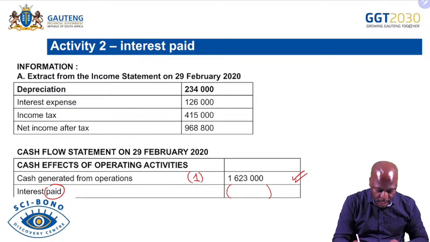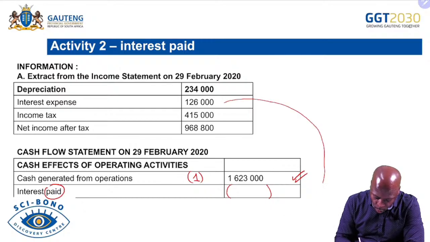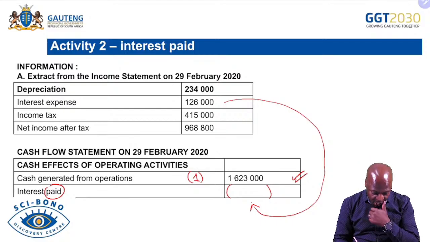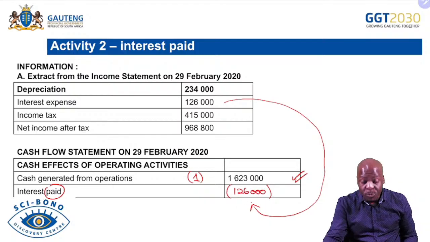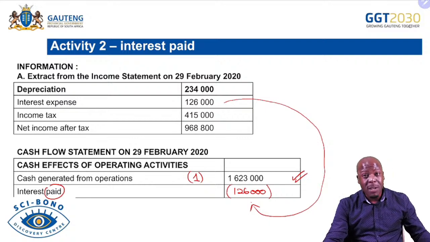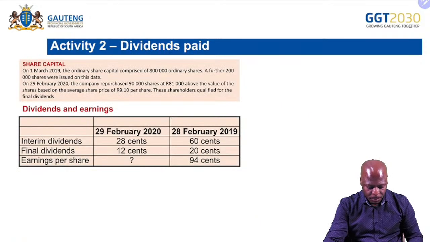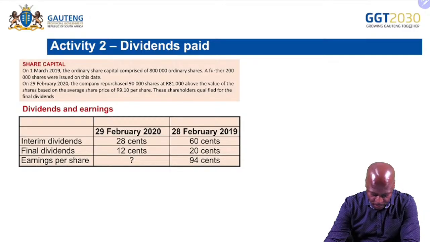And then I come to my income statement. I'm just going to take the same figure and bring it all the way here. The one from the income statement, i.e. interest expense, and it is 126,000. There you go. 126,000. Brackets, very, very important. I'm going to come to the next aspect, which has to do with dividends.